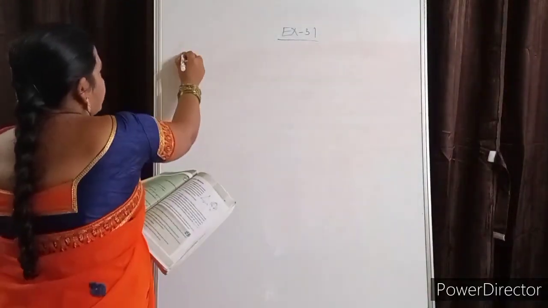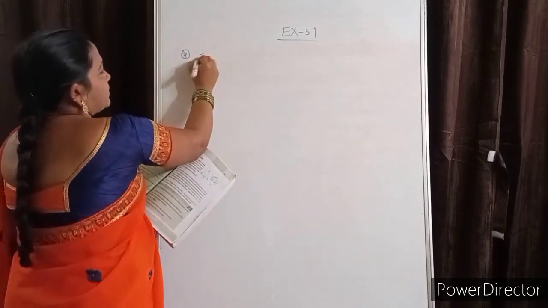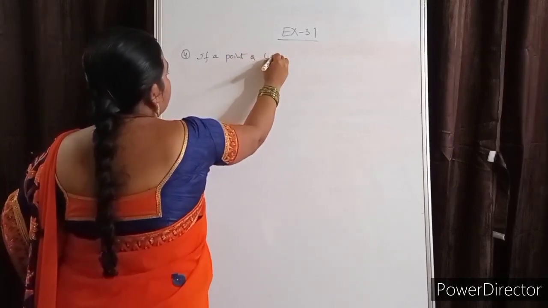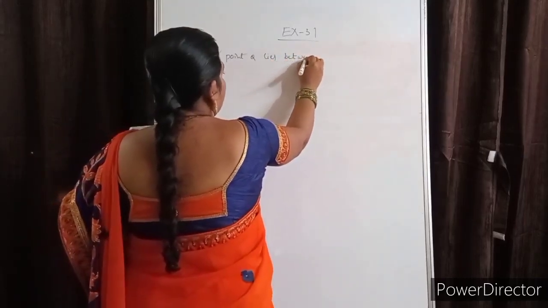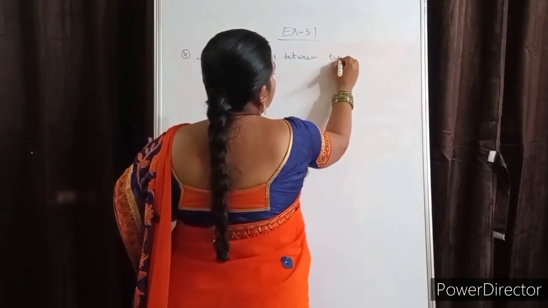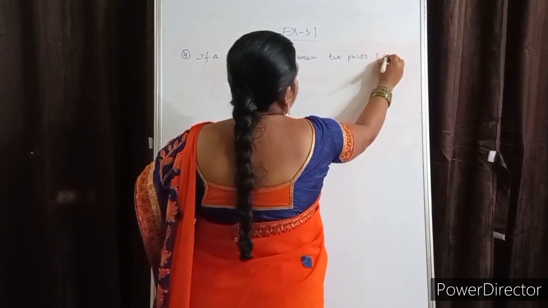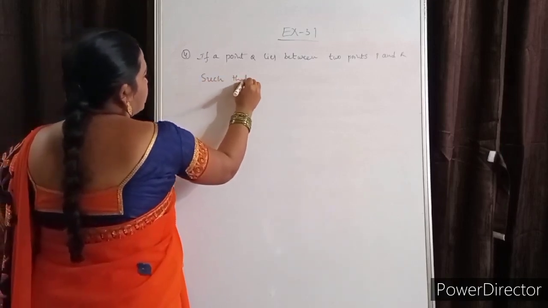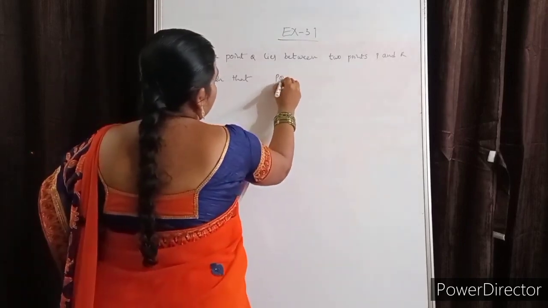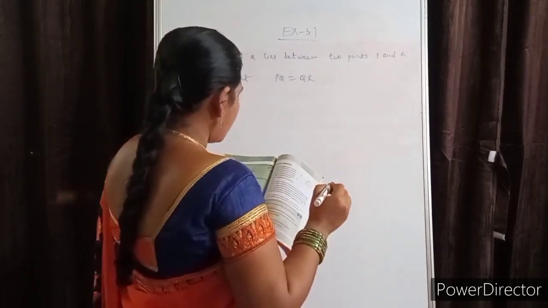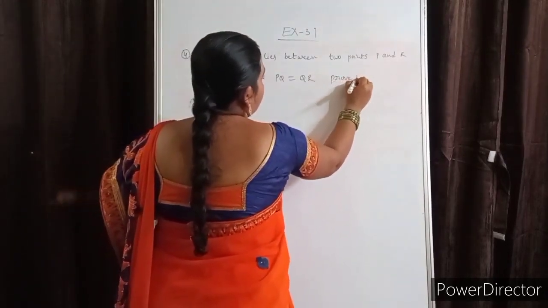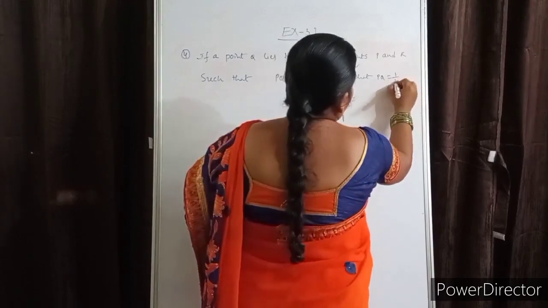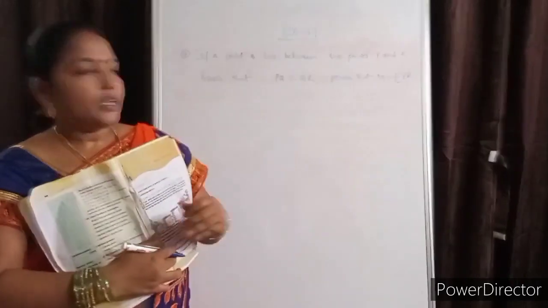Fourth question. If a point Q lies between two points P and R, such that PQ is equal to QR, prove that PQ is equal to half of PR.